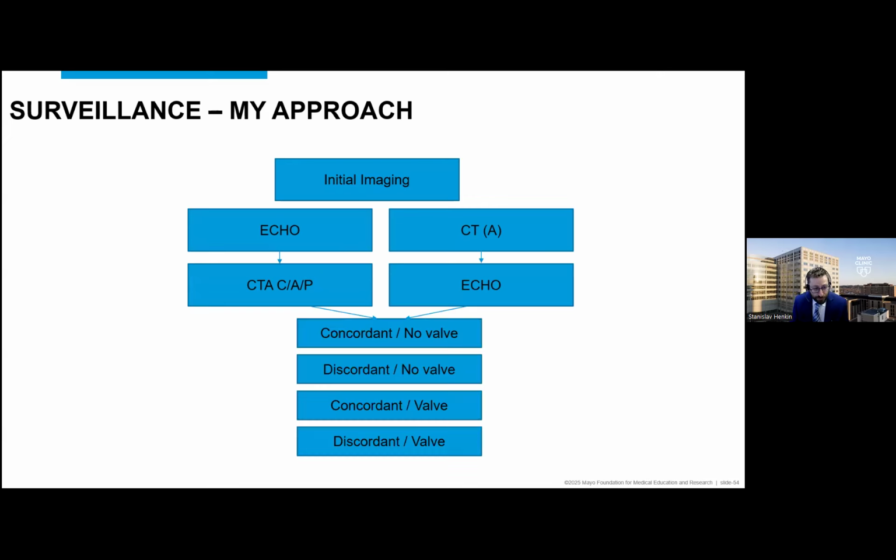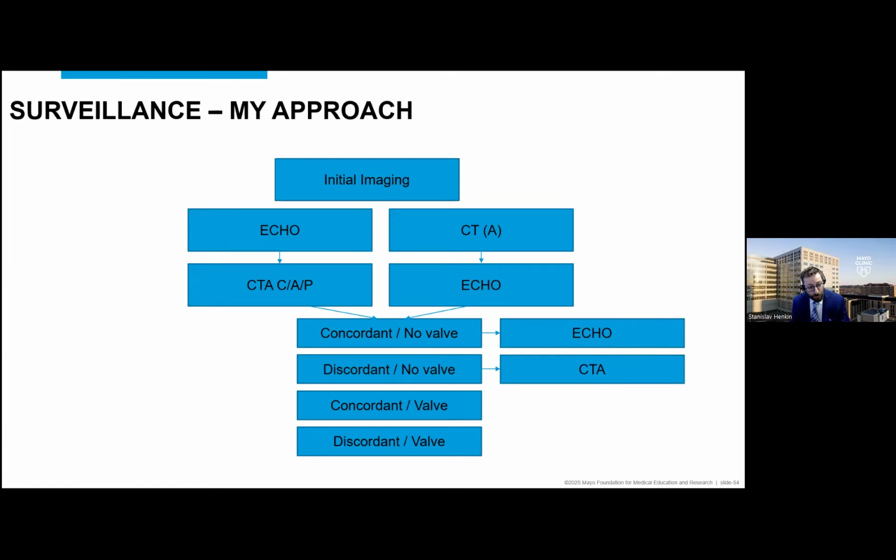So then your options are there is concordance between aortic measurements or discordance, and then there's valve disease or no valve disease. Usually it tends to be either aortic regurgitation because of aortic aneurysm or mitral valve prolapse. So if you have concordance or no valvular disease, you can follow them with echocardiogram, and usually still I repeat cross-sectional imaging in about 5 years or so.